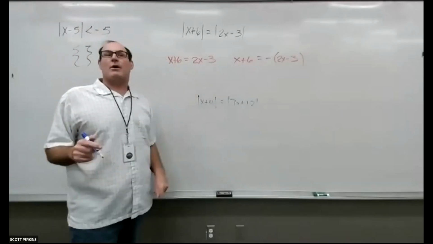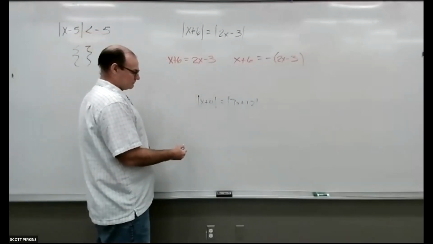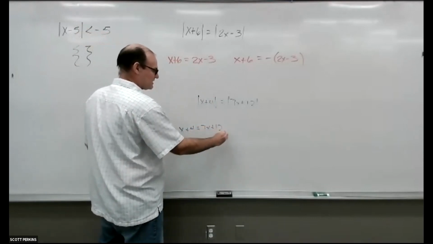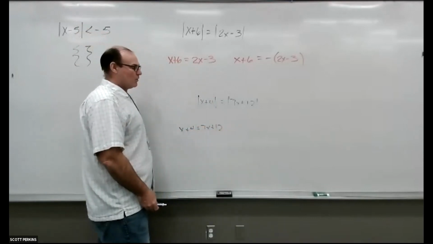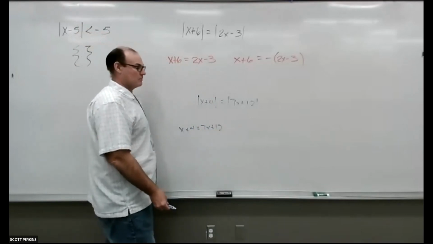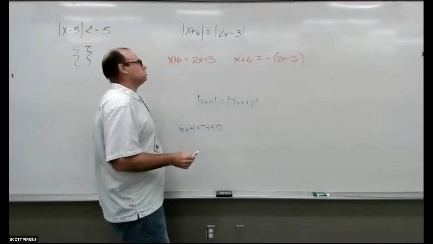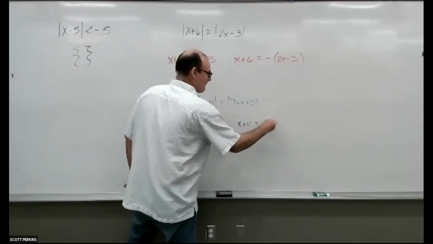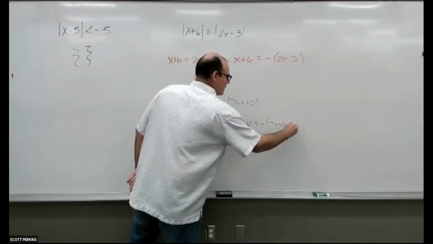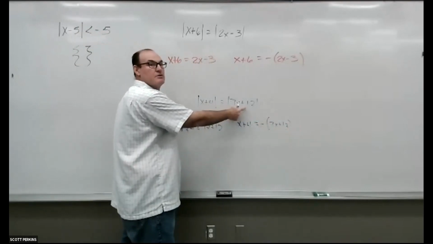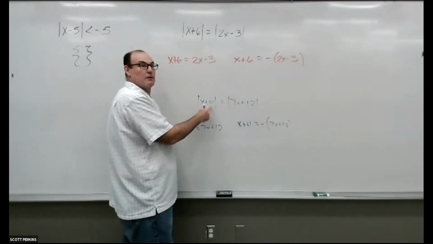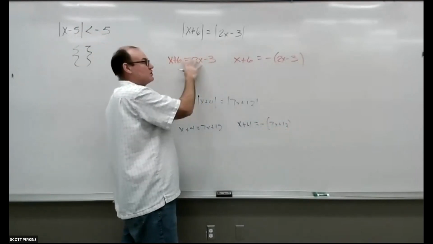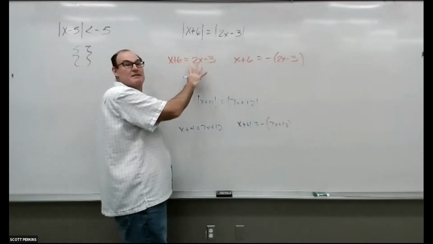Somebody tell me the first equation you're going to solve. Okay, just got rid of the bars. X plus 4 equals 7x plus 12. What's the second equation we're going to solve? We don't change the signs of any of the terms. Okay, so it's not going to be x minus 4. We don't make this one 2x plus 3. Okay, the sides stay exactly the same.